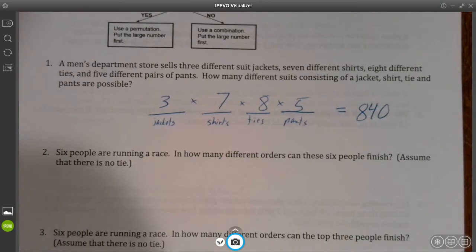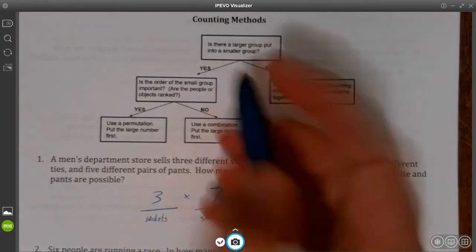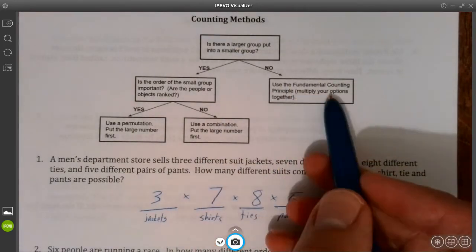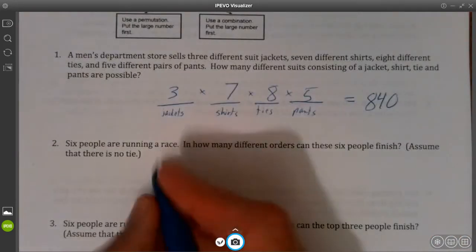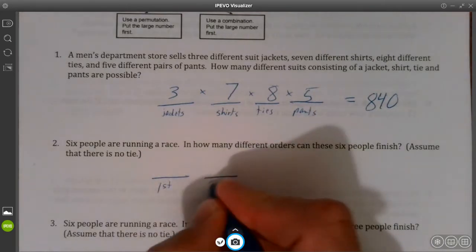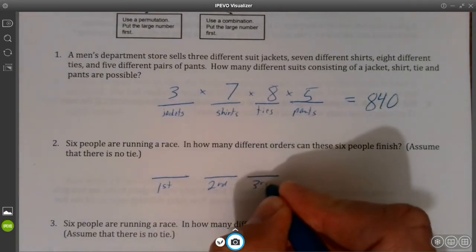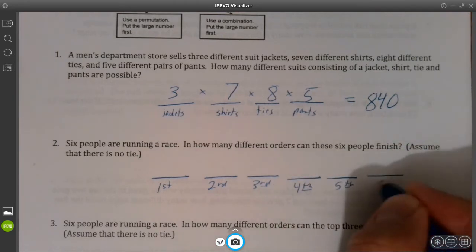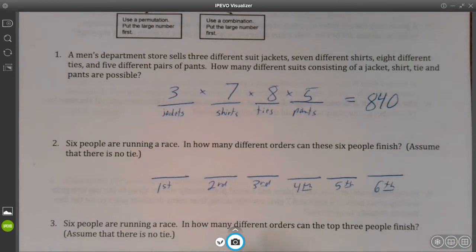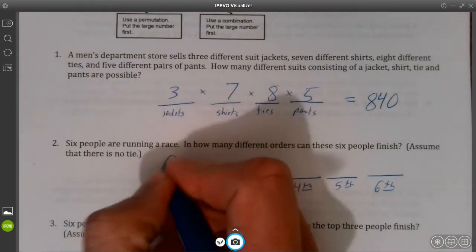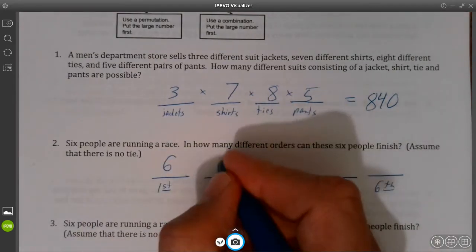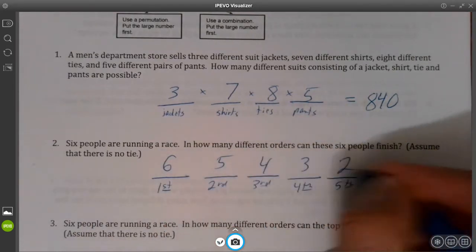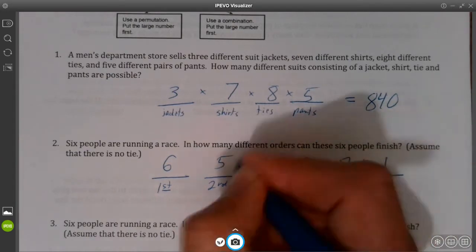6 people are running in a race. How many different orders can these 6 people finish? We are not putting a large group into a smaller group, so we're going to use the fundamental counting principle. So we could have first place, second place, third place, fourth place, fifth place, and sixth place. And here's the fun part. If we were picking first place, we have 6 people that could be first. We just picked the winner. Now we have 5, and then we have 4, and then we have 3, and then we have 2, and then we have 1. And we multiply our options together.